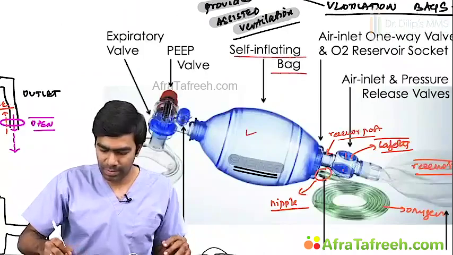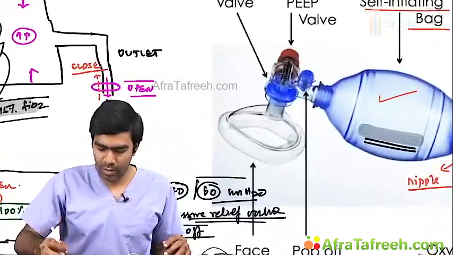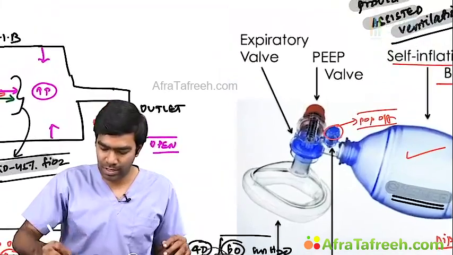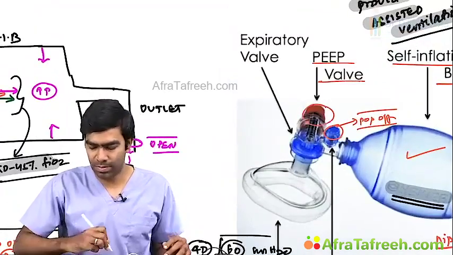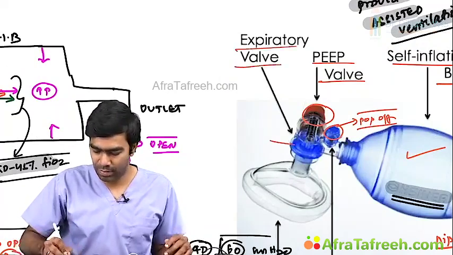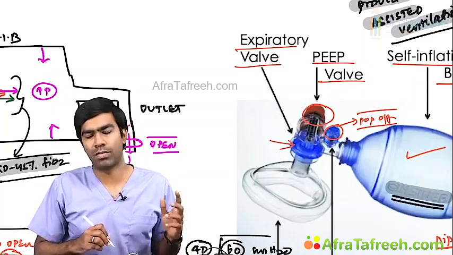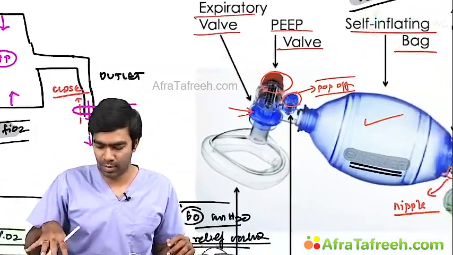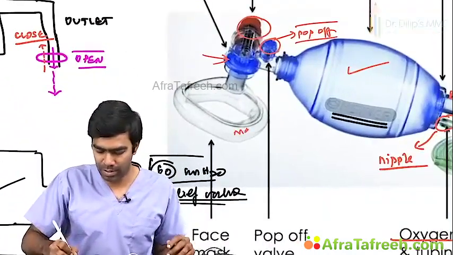And this is the self-inflating bag. You know that. Near the outlet you have this pop-off valve. This is the pop-off valve or the pressure relief valve. And you can see the PEEP valve attached in this. So this is the PEEP valve attached near the expiratory port area. And you have an expiratory valve that will prevent the movement of gases into the self-inflation bag again. It's a one-way valve. And finally you have the mask.